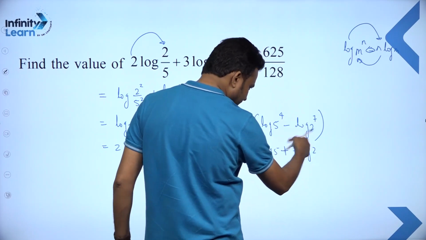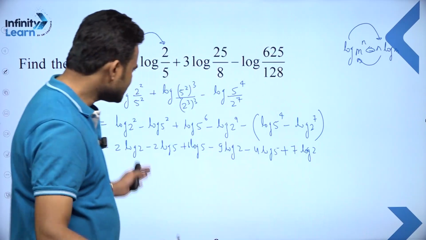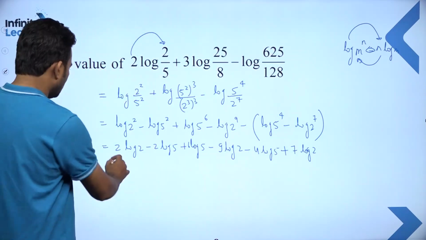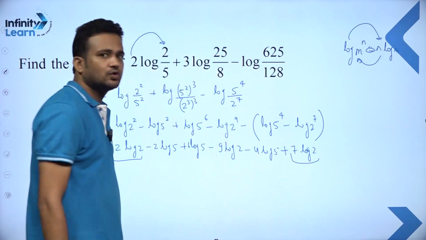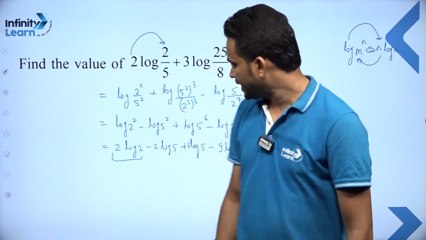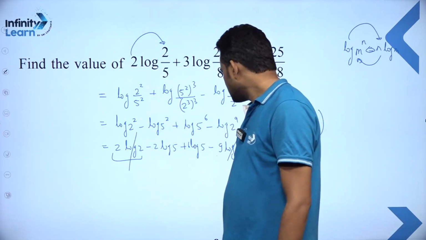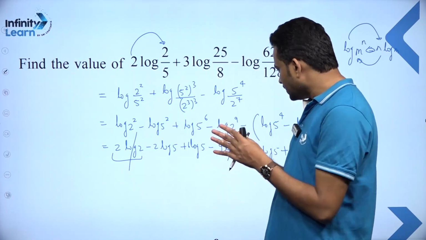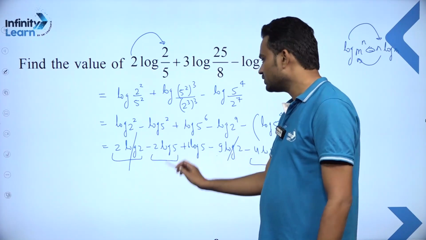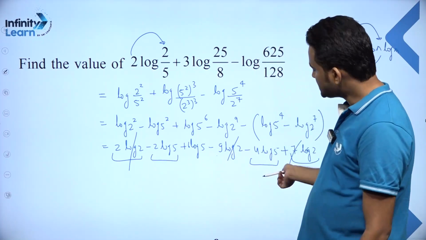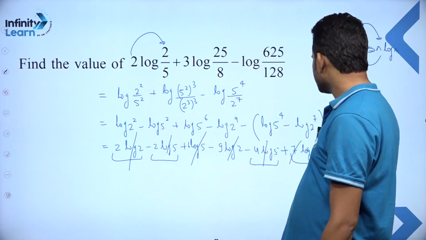Now simply we have to shift this exponent to the place of coefficient, right? So let us make the group 2 log 2 plus 7 log 2. So 2 log 2 plus 7 log 2 is 9 log 2, and we have minus 9 log 2. So these get cancelled out, right? Then now club the terms of log 5. So minus 4 log 5 minus 2 log 5 is minus 6 log 5, and minus 6 log 5 will get cancelled out with plus 6 log 5. So the answer is 0, right?